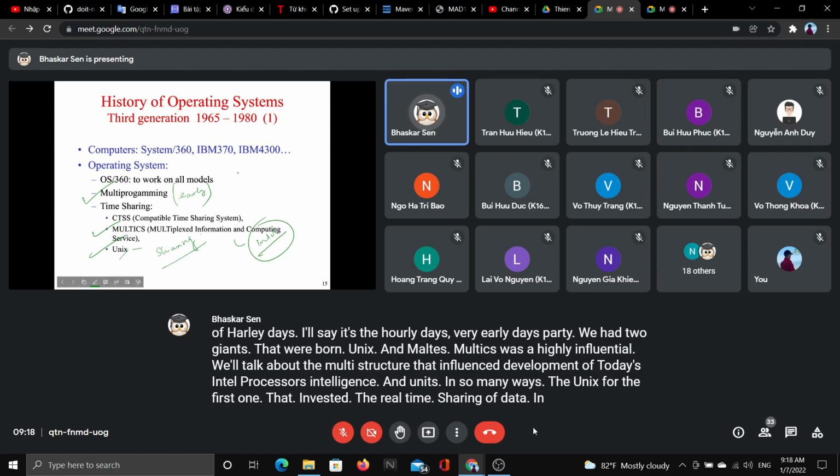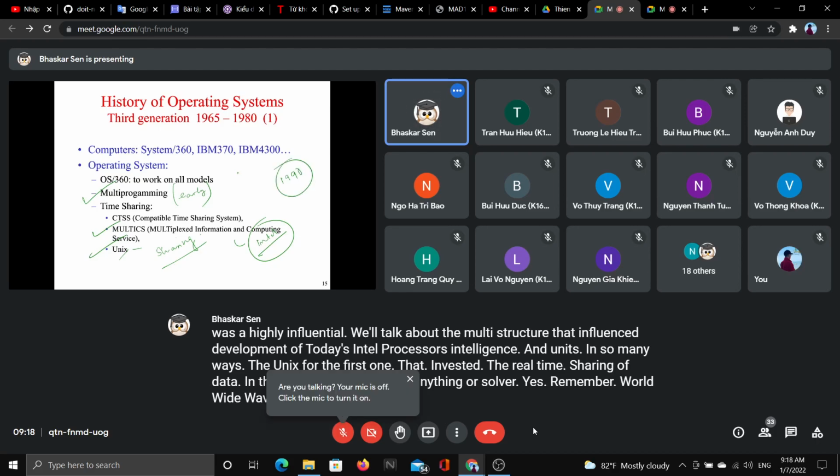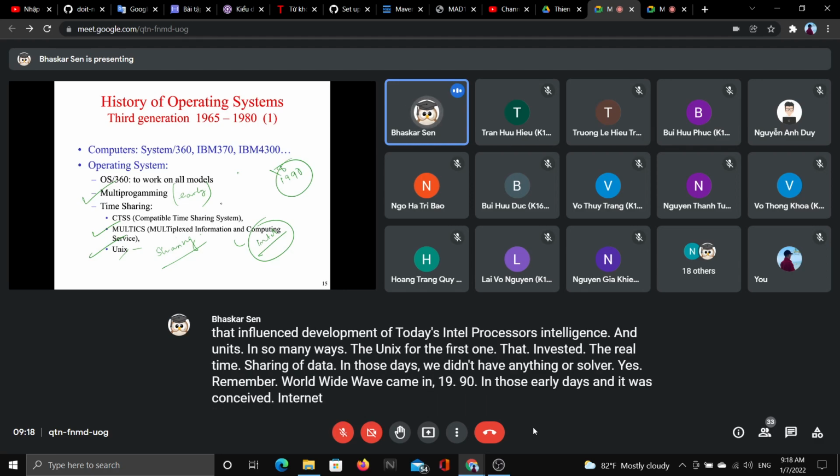In those days, we didn't have anything called a server. Yes. Remember, the World Wide Web came in 1990. In those early days, the Internet was conceived in 1984.